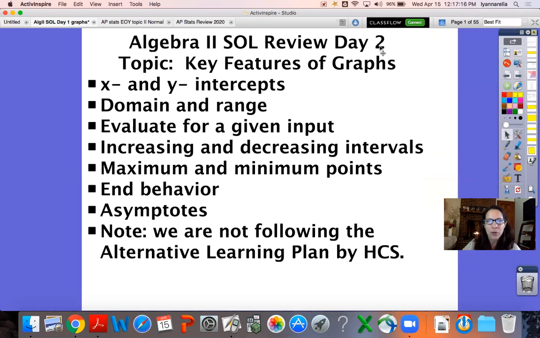So today is day 2 of our review, and we're going to talk about key features of graphs. That includes the x and y intercepts, domain and range, evaluation for any given input, increasing and decreasing intervals, max and min points, and asymptotes.